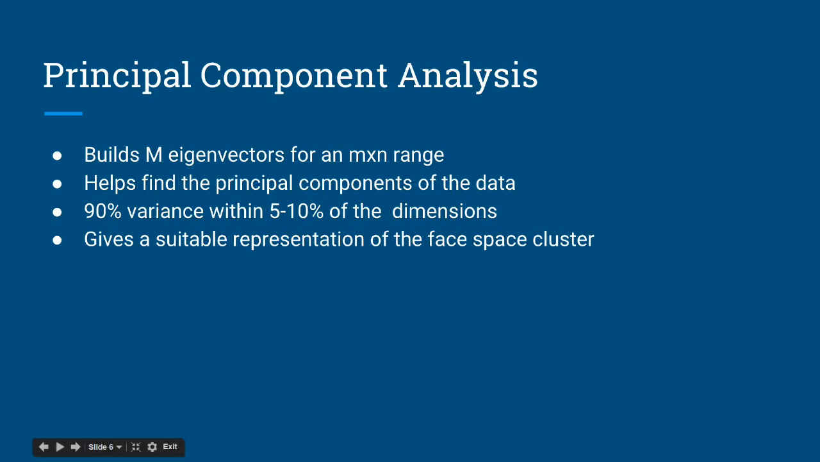What is a principal component analysis? The principal component analysis builds m eigenvectors for an m by n range, and it helps find the principal components or the key data values of a face set. We find that 90% of the variances in the faces come within 5 to 10% of the dimensions. It also gives us a suitable representation of the face space cluster.